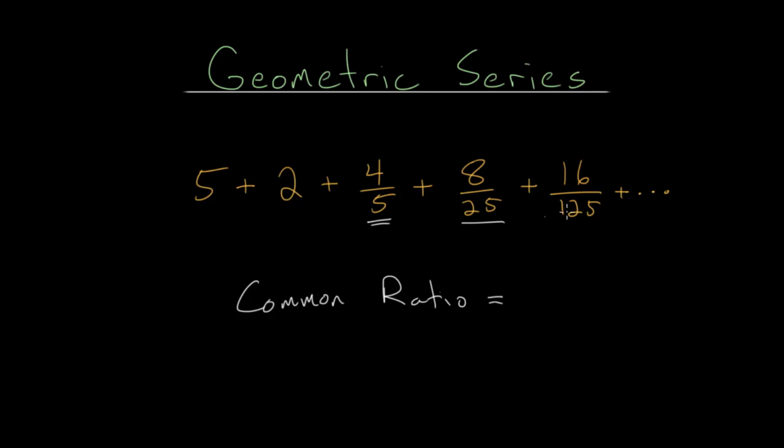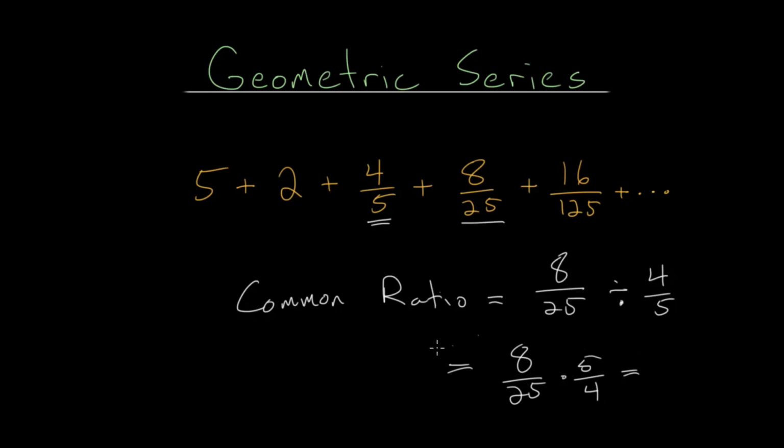So let's find that. We can take 8/25, and we're going to divide that by 4/5. And since we're dividing by a fraction, it's the same thing as multiplying by that fraction flipped over. So multiplying by 5/4, the reciprocal of this fraction. And when we carry out this multiplication, we would get 40 up top, and 25 times 4 makes 100. And 40/100 simplifies to 4/10 or 2/5. So it looks like our common ratio is 2/5.